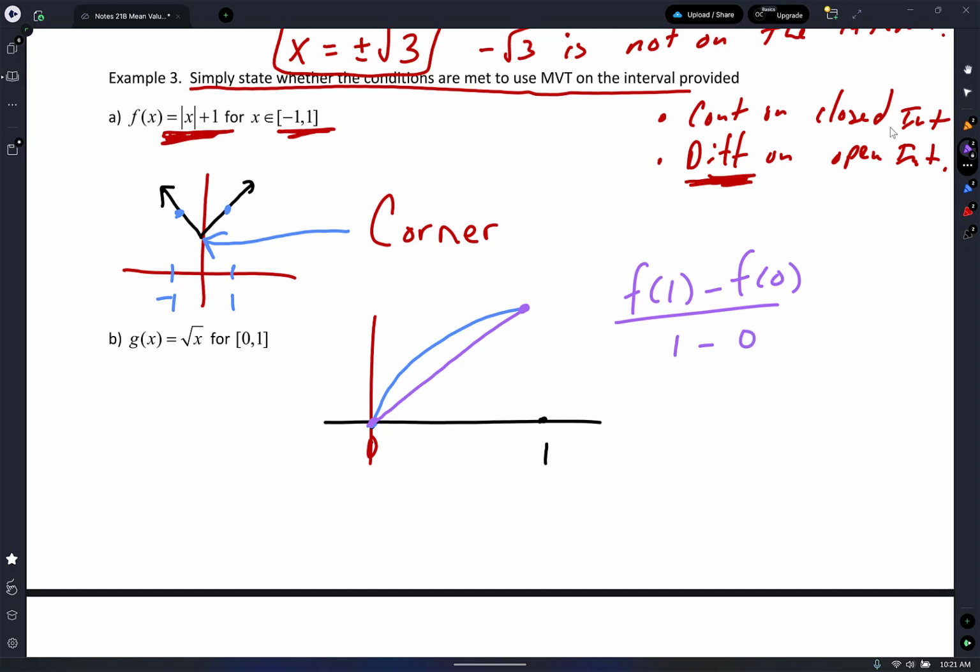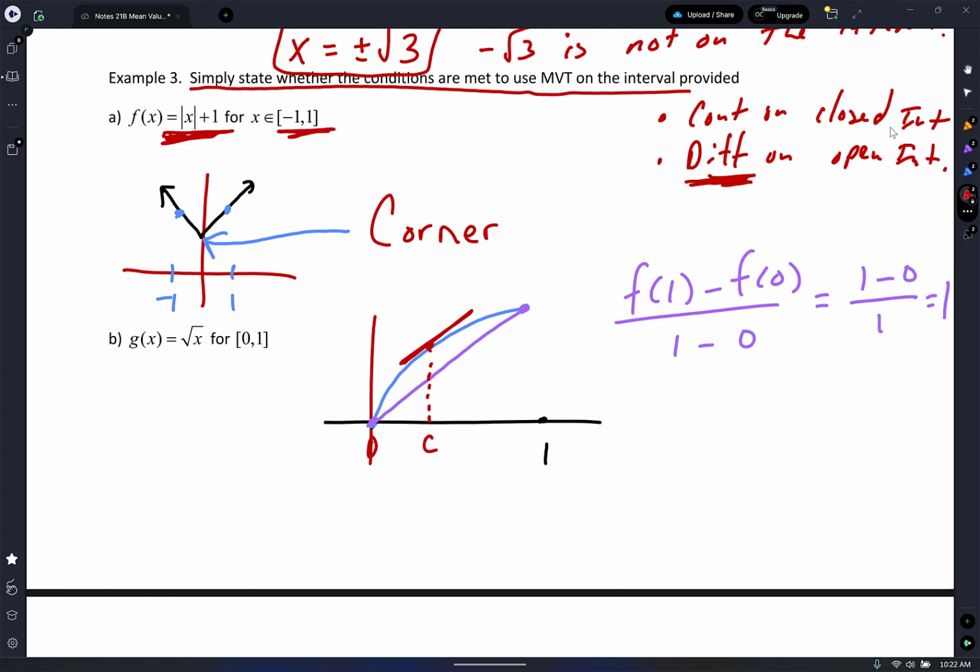Don't worry, this is not anything heavy to compute. There's the square root of x. What's the square root of 1? It's 1. So 1 minus 0, divided by 1, is just 1. So the slope of that purple line is 1. Yay or nay, I have a tangent line that is parallel to that purple line somewhere right there. It looks like that red line is parallel to the purple line. Cool or not cool?